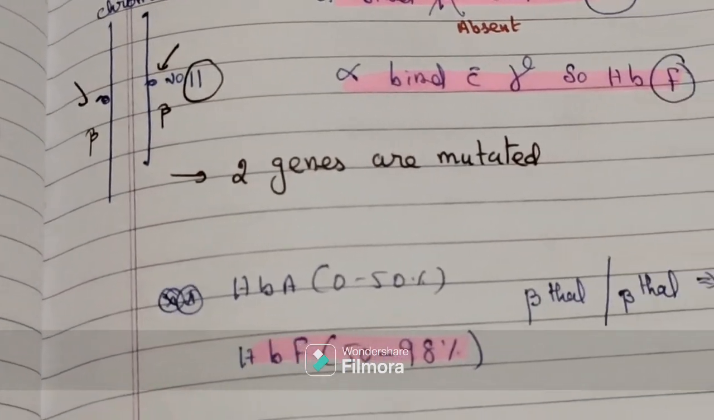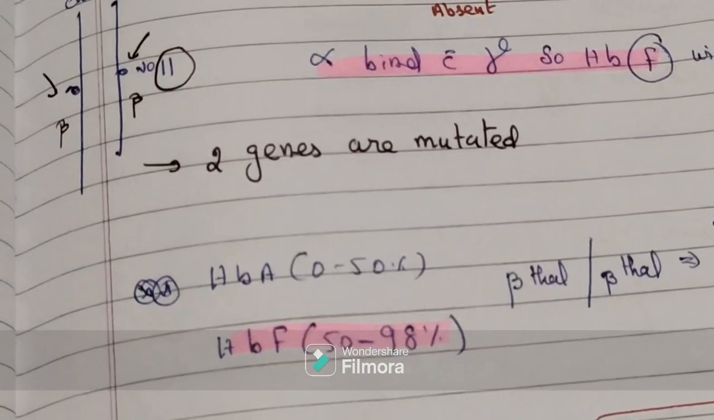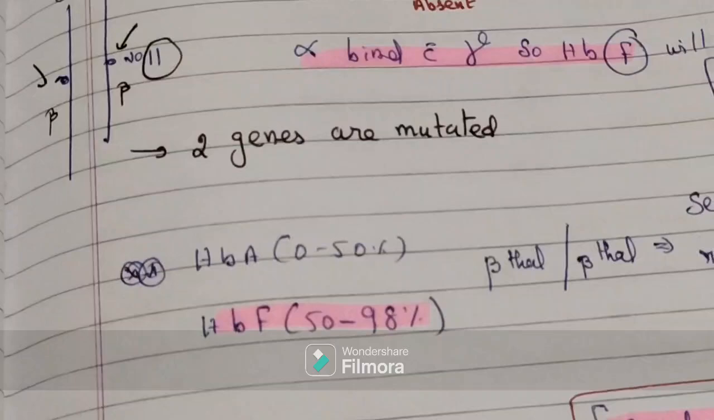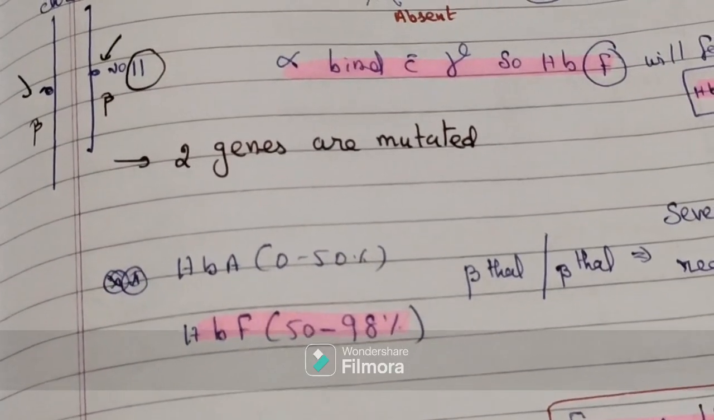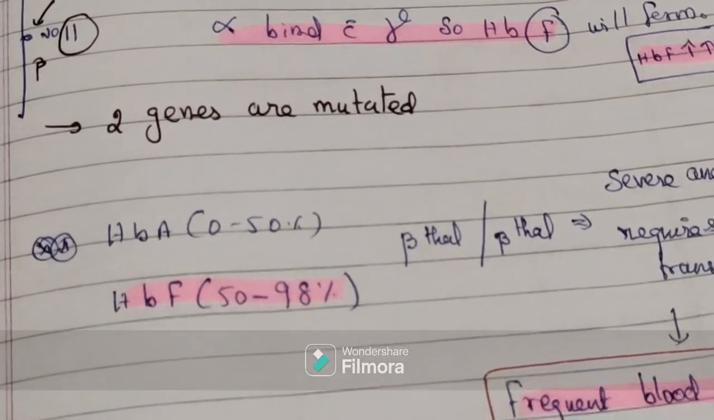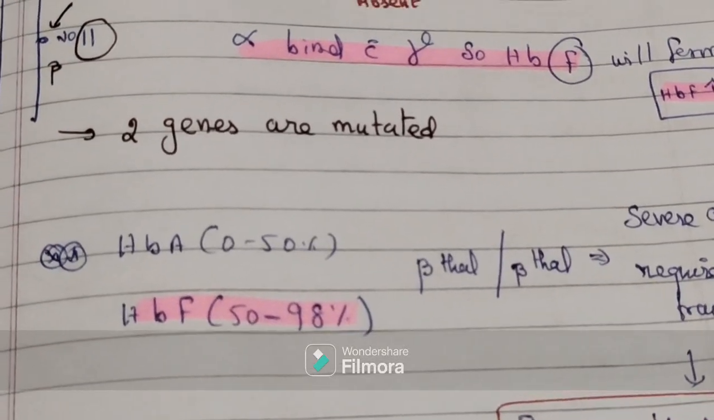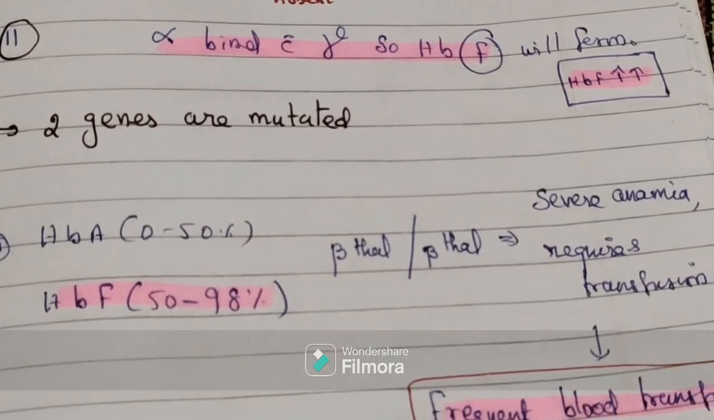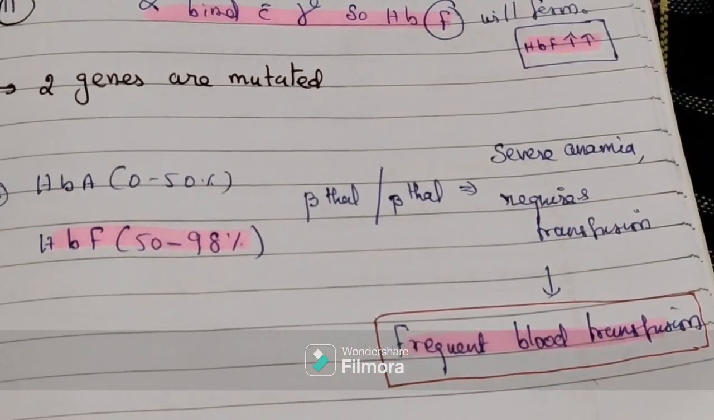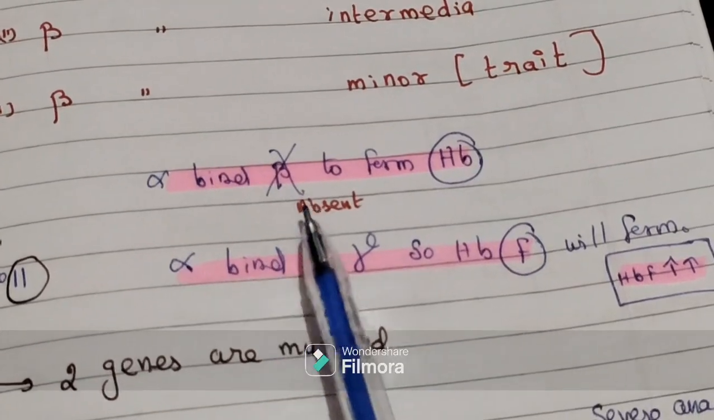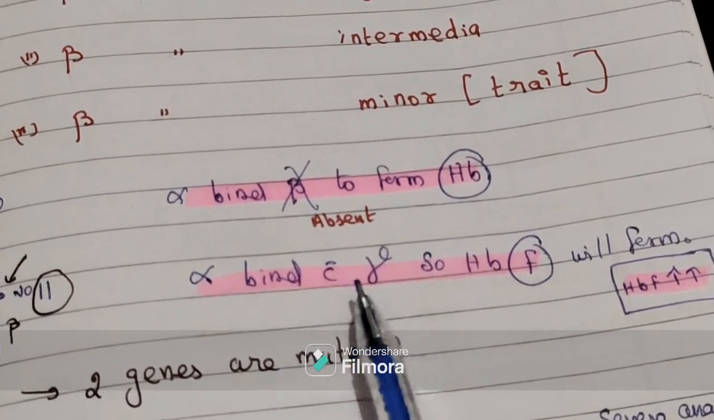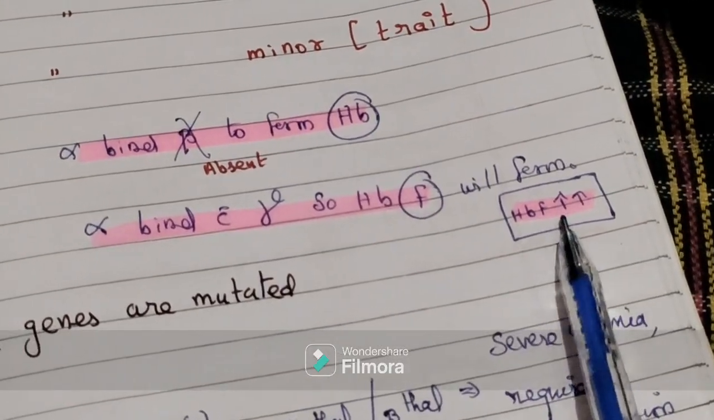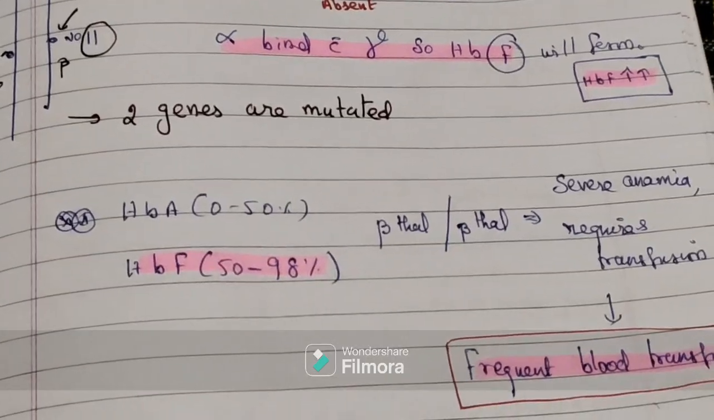So HbA is absent or reduced. HbF is normally less than 1%. Now it will be more, it can be 98%. Previously less than 1% only, normally HbF, now 98%. This is beta thalassemia major. Normally alpha binds with beta to form HbA. Here alpha binds with gamma, so it forms HbF. So the HbF level increases to more than 98%.